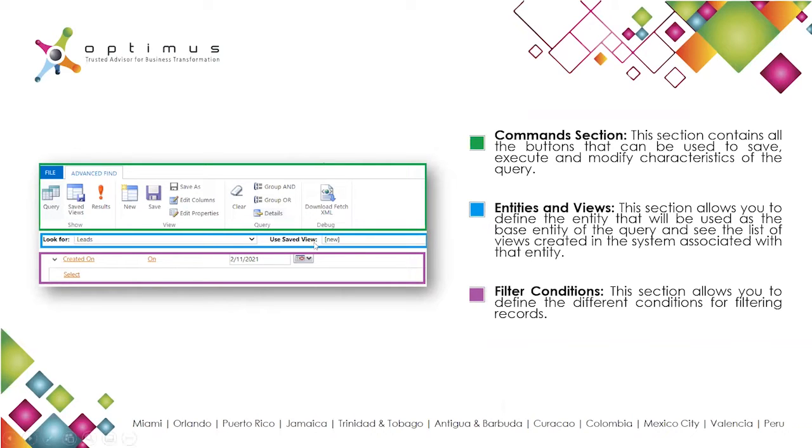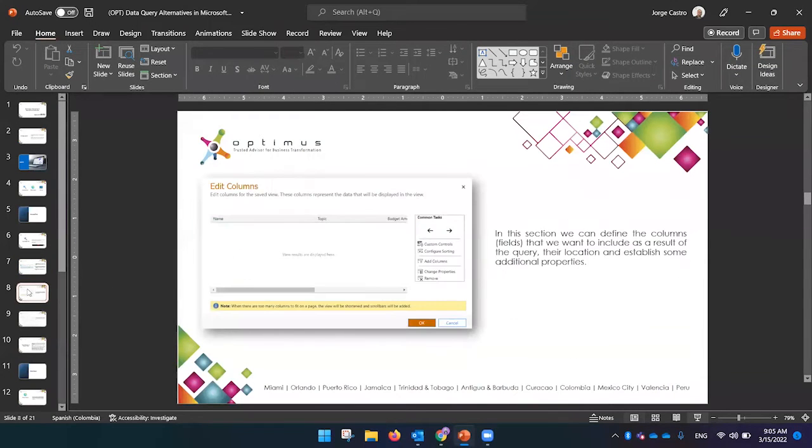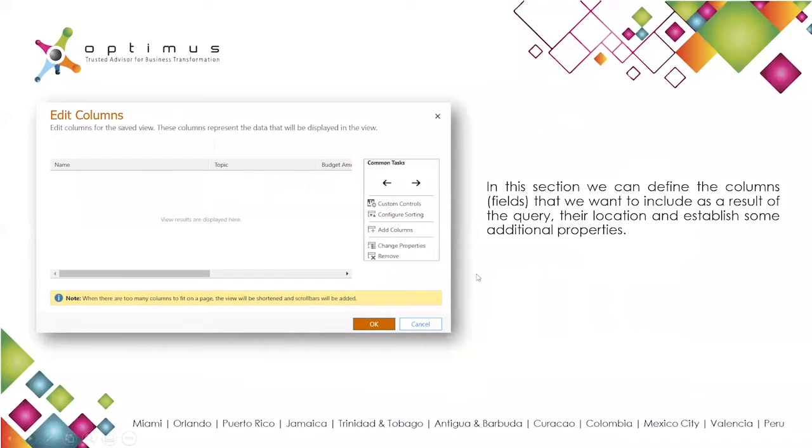And after that, you could start from an existing view that probably you could have in the system. I'm going to be explaining that directly in the system there. And finally, you are going to have the filter condition section. So here you could define what are the conditions that you want to include in the filter. Let's continue with the sections before passing directly to the CRM.